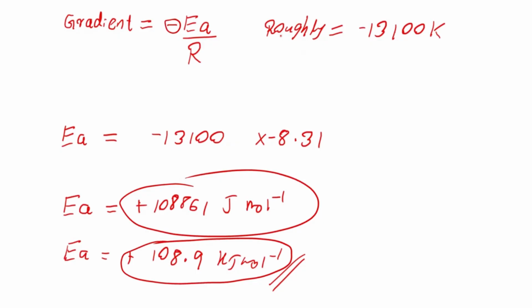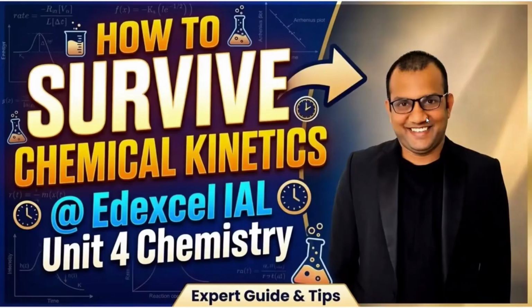Those are the 3 basic questions that they will ask from this lesson. What is the first one? Finding the order using the experimental data. Second one, using the rate equation, you have to predict the mechanism. Third one, using the Arrhenius equation and the rate constant, find the activation energy of a given reaction. Those are the 3 things that will save you in the chemical kinetics part of unit 4.